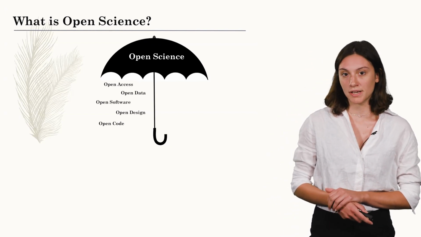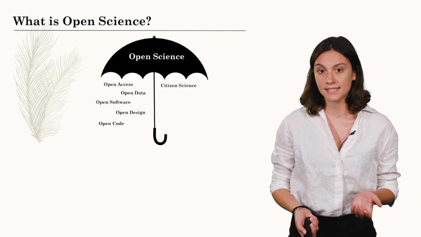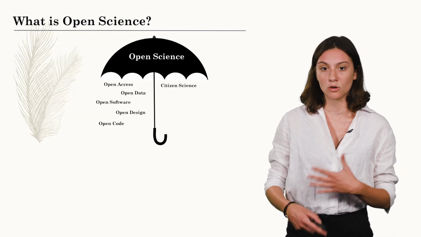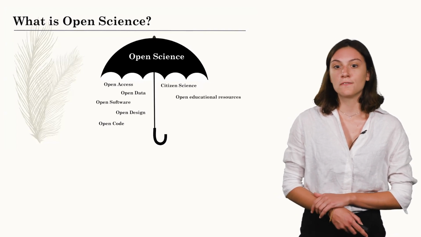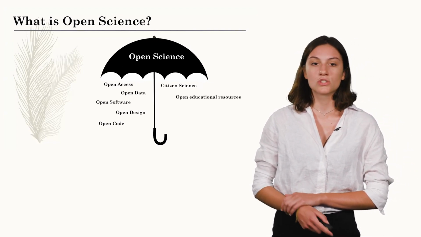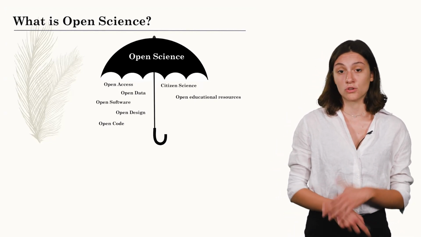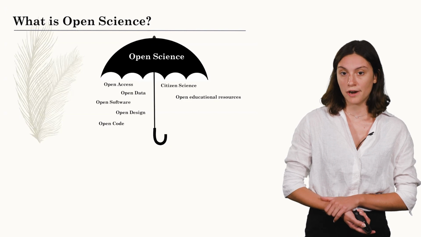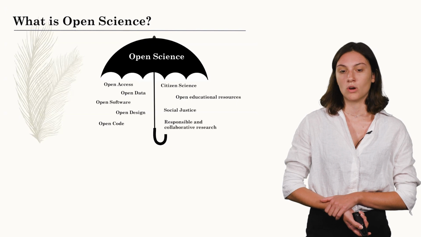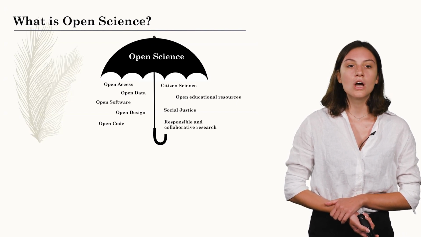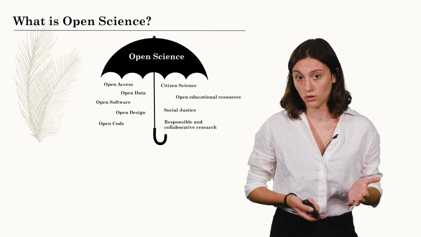There are also other aspects of open science that are as important. Things like citizen science, so the fact that members of society and the community can take part in the process of doing research and science. Other things such as open educational resources, so the fact that institutions can make educational resources open for others to use and share, or a concept like social justice as well as responsible and collaborative research. So we're already getting at the fact that open science is not one single thing.